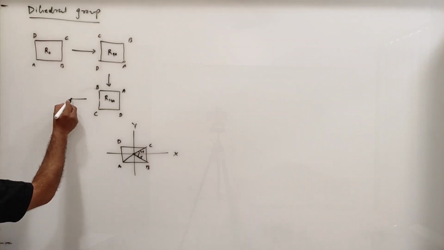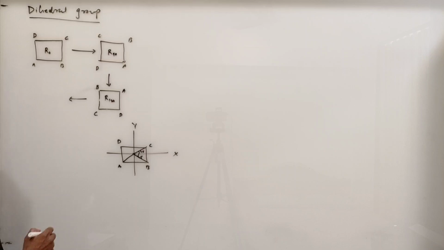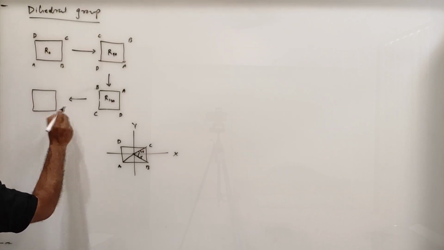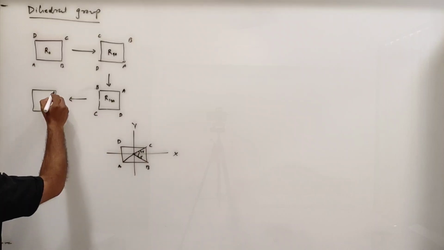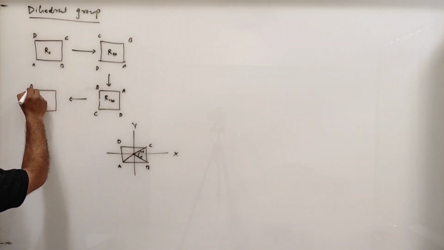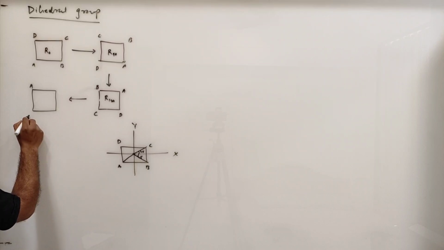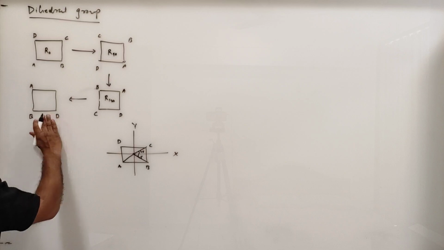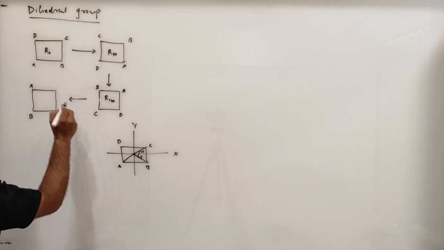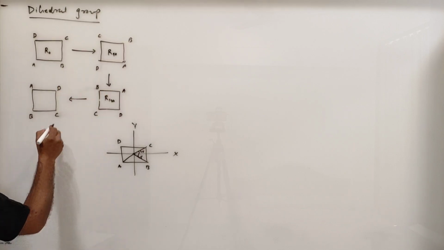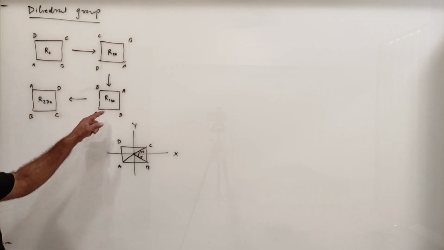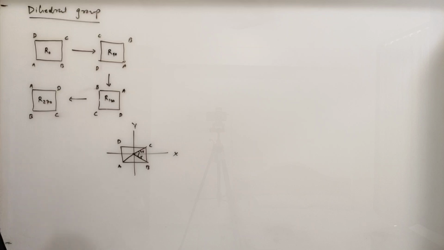Now again you give the 90 degree rotation in anti-clockwise direction of this position, then this A will occupy the position of B, B will occupy the position of C, C will occupy the position of D, and D will occupy the position of A. So let me say this is R270. 180 plus 90 is 270.